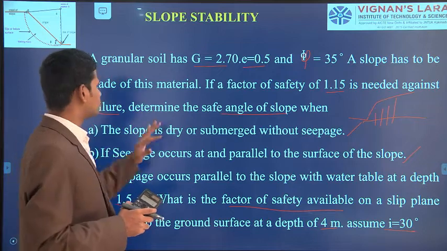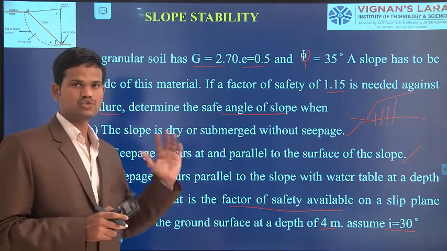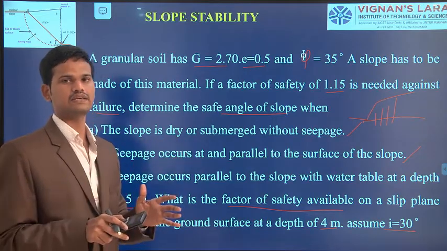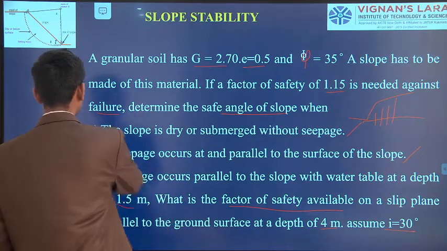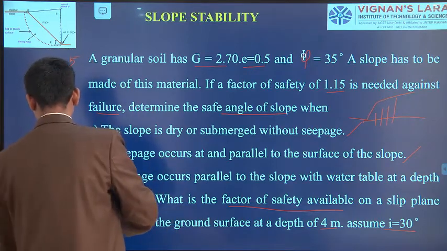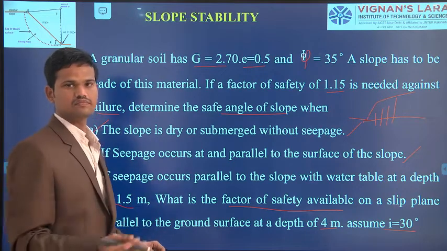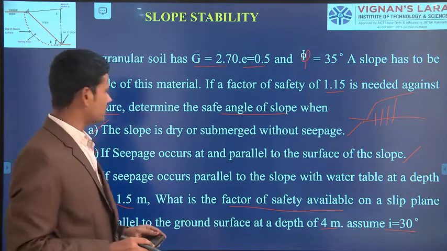The first condition is that the slope is dry or submerged without seepage, that is, there is no water entering into the soil, or the soil is completely dry, or the soil is completely in a submerged condition. That is the first condition. This first condition we have already solved in our previous lecture. Next, they have asked one more condition.